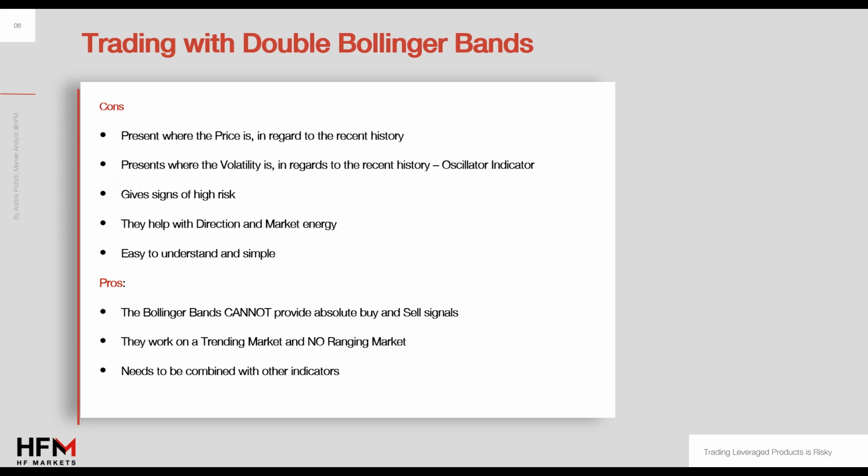Now, for sure, the single Bollinger Band is the most popular indicator. But double Bollinger Bands are arguably the single most useful technical indicator.